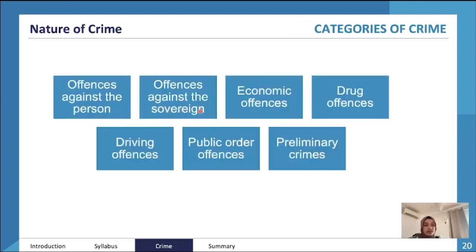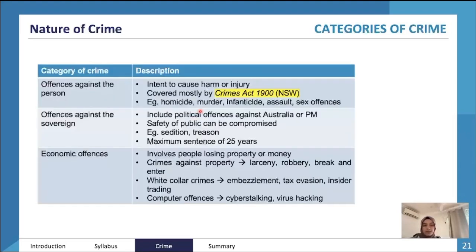Okay, so categories of crime. Offences against the person, sovereign, economic offences, drug offences, driving offences, public order offences, and prelim crimes are all different types of offences, or categories of crime rather, that we see. So let's go through each one. Offences against a person, this is the intent to cause harm or injury, right?